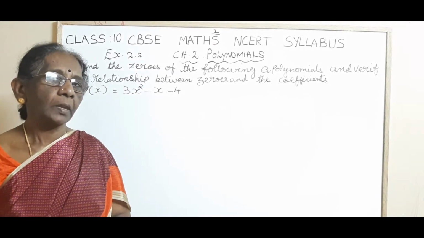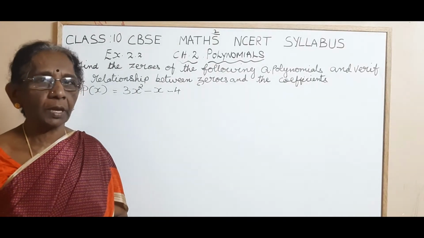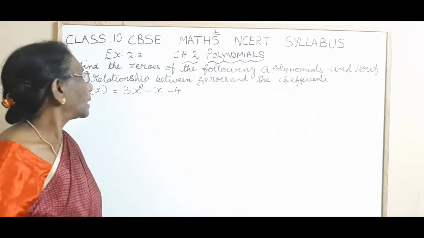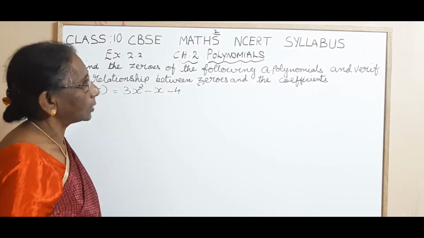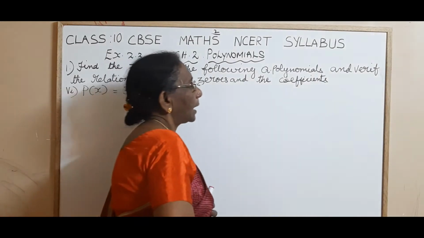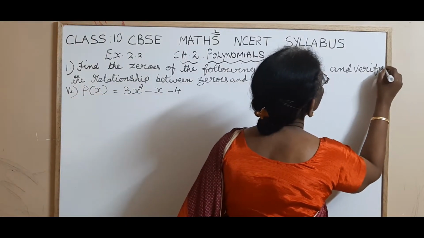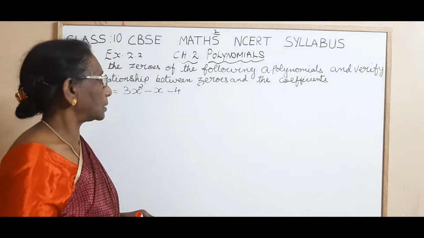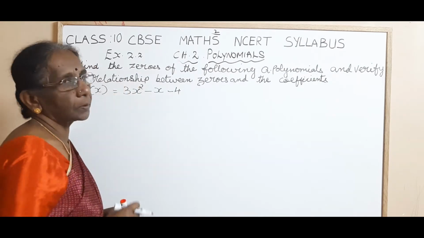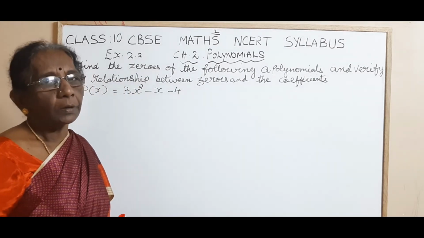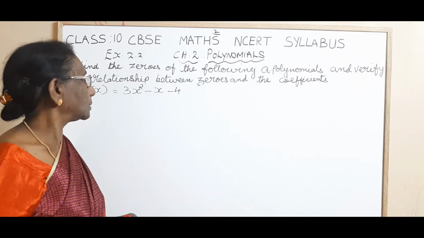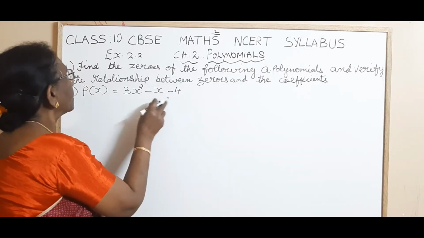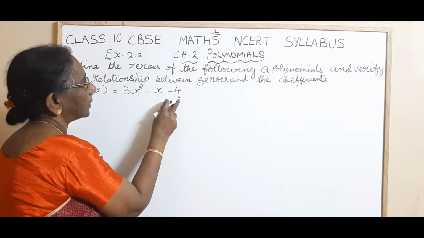Stay safe. In this session, we are going to continue chapter 2, Polynomials, exercise 2.2. Sum number 1 is find the zeros of the following quadratic polynomials and verify the relationship between zeros and the coefficients. So first step, you have to find the zeros and then verify the relationship between the zeros and the coefficients. The given polynomial is 3x squared minus x minus 4.